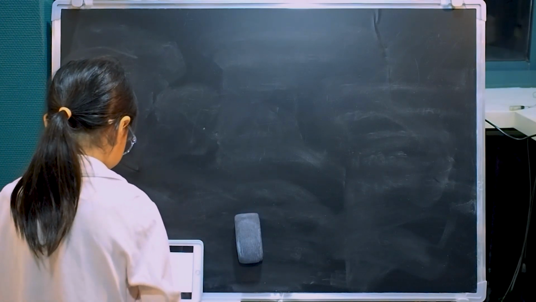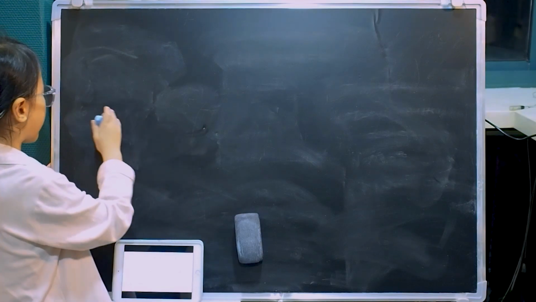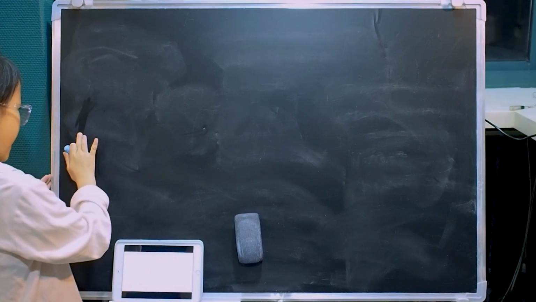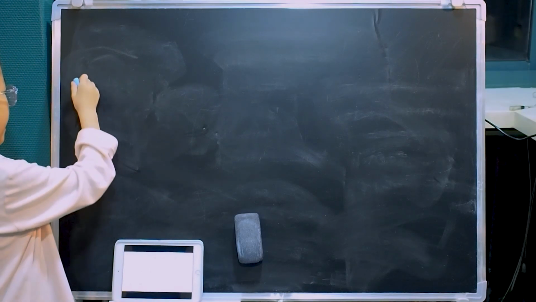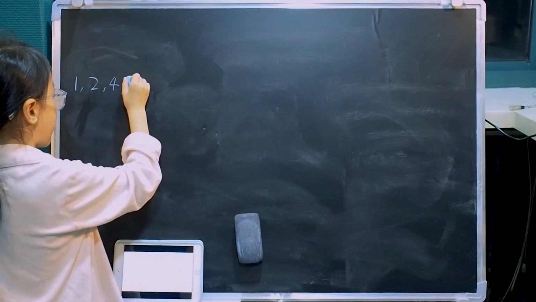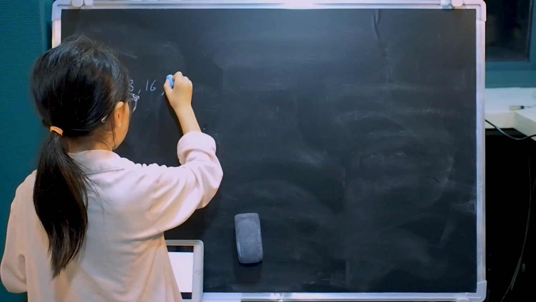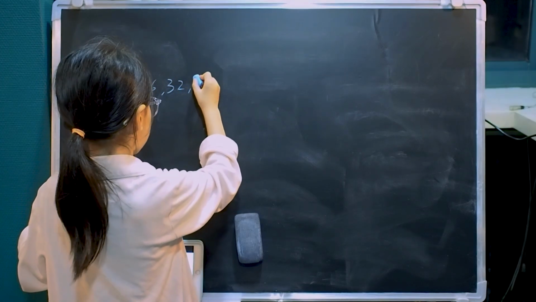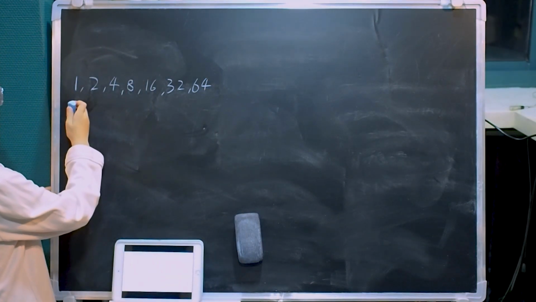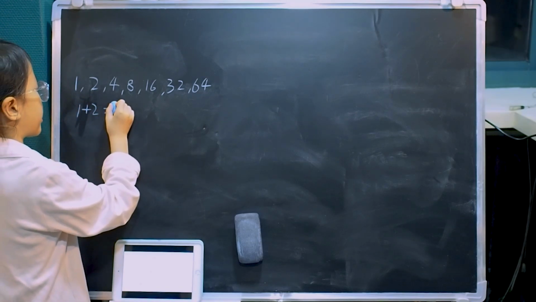Now let's see. Actually, Euclid found a way to find every even perfect number. First you start with 1 and double it to get 2, then double it to get 4, then 8, and so on: 8, 16, then 32, then 64. Then you add the numbers together. First is 1 plus 2, which equals 3.